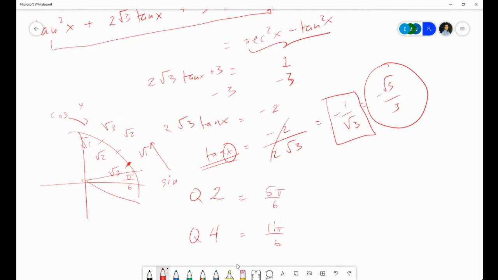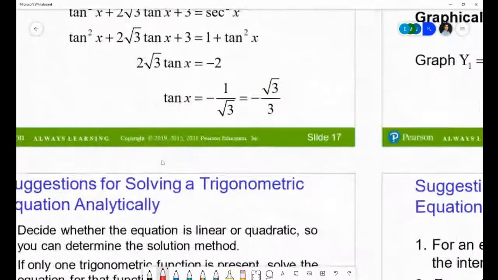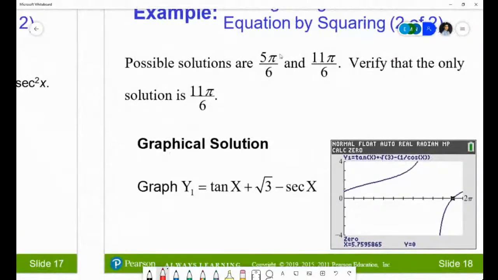Hey, Professor, if the question wasn't limited to an interval, but it said all possible solutions, how would we write that in the plus pi notation? If they want all possible solutions, just do plus pi n. Got it. n is an integer. And you can see here 5 pi over 6 and 11 pi over 6.